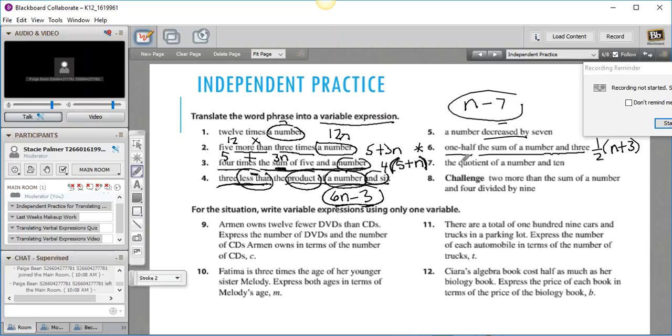Question number 7. The quotient of a number and 10. Quotient just means division. We know that a number, that's our variable, and 10. So the division of a number and 10 would look like this.